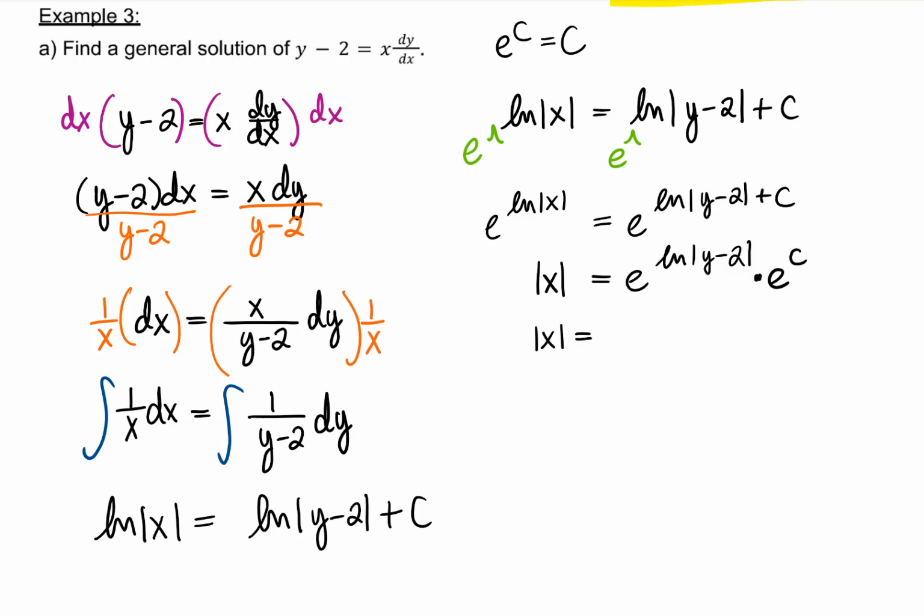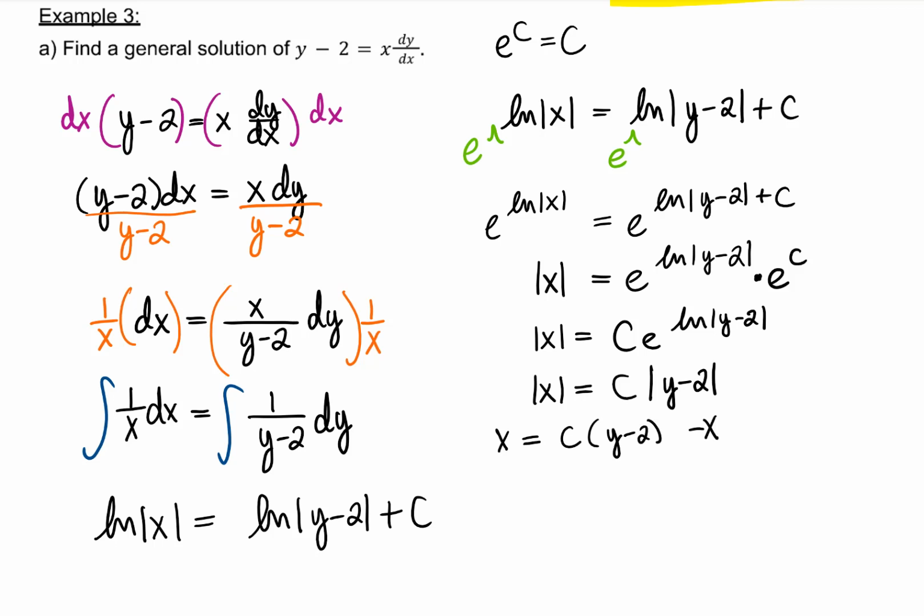Absolute value x will equal now c times e to the ln absolute value y minus 2. e to the ln of something, those are inverse operations. So we can now write this as absolute value y minus 2. To solve this equation for y, we'll make x equal c times y minus 2 and negative x equals c times y minus 2. And now we can solve for y in each of these equations.